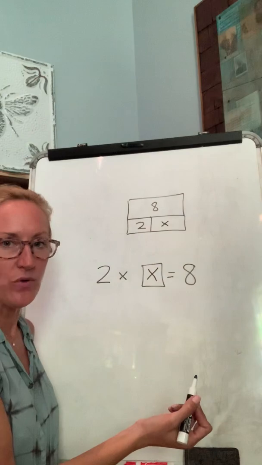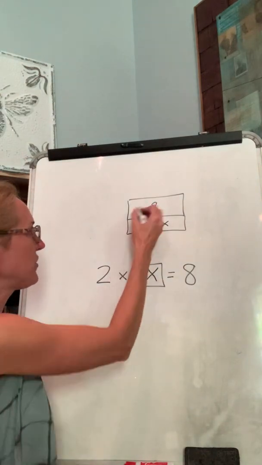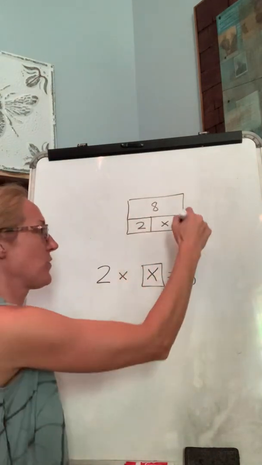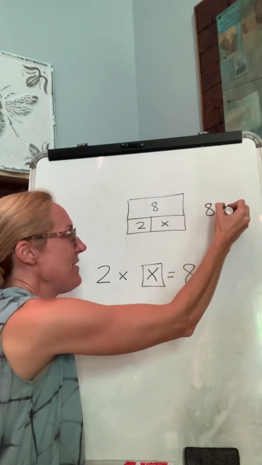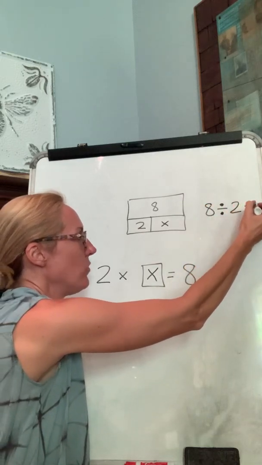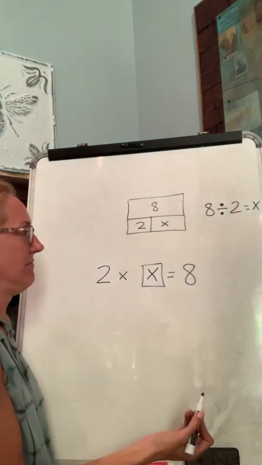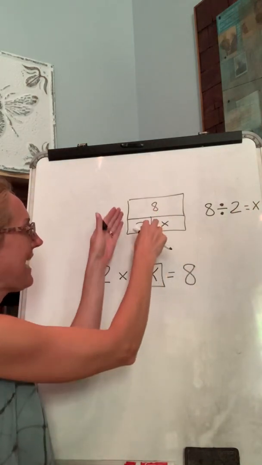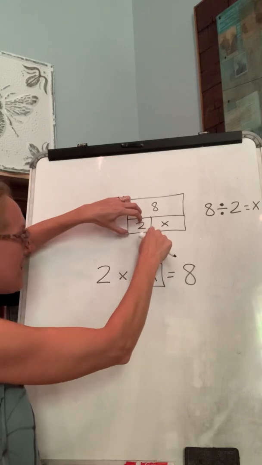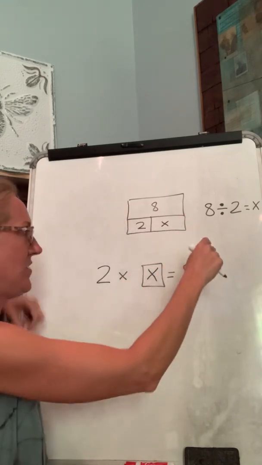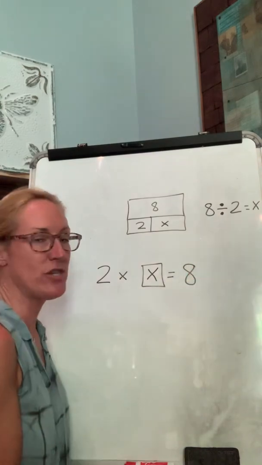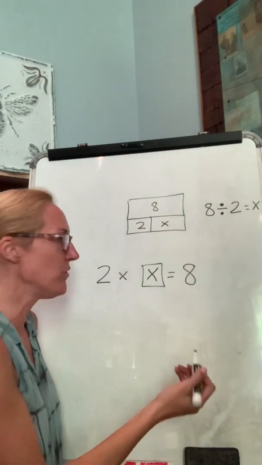Well, to figure that out, we're not going to multiply them, we're going to divide them. So we're going to say 8 divided by 2 equals x. So to figure this out, we need the 2 times something. We need this other part. So we're going to divide it. Okay? 8 divided by 2, well, that equals 4.